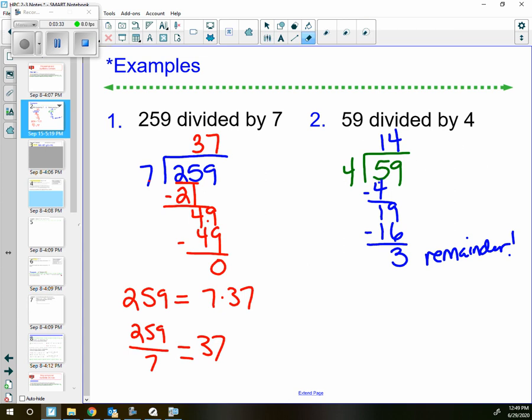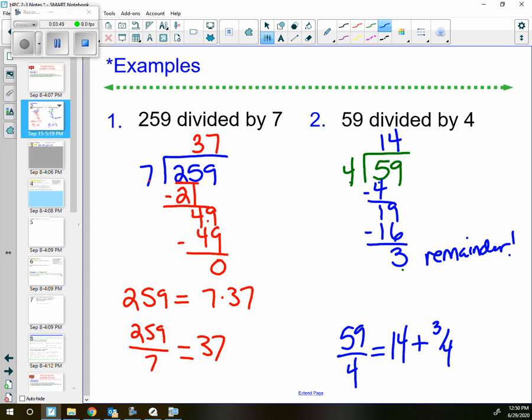But what does that mean? What's actually left over? Well, 3 out of 4 is left over. So let's think about how we could write this. If I take 59 divided by 4, I get 14 whole plus 3/4 left over. I know we would probably just write that 14 and 3/4, but that's what it is. In this case, I had no remainder, so it would have been a plus 0. I didn't have to worry about it.